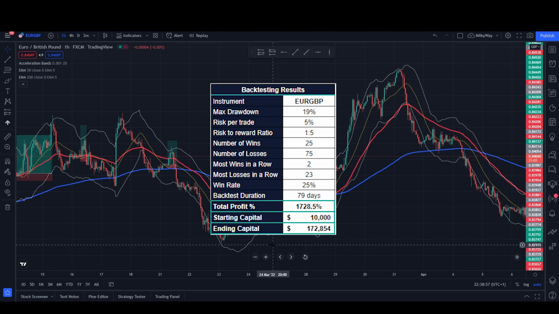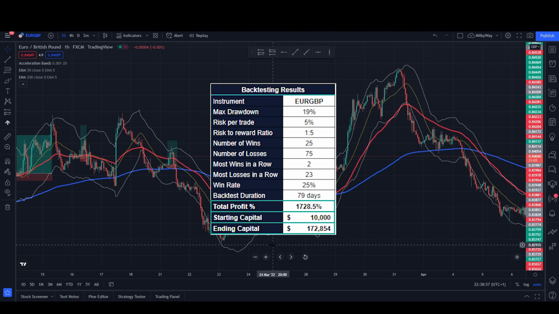So the total profit is pretty insane. It's 1,728.5%. So essentially, if you had started with $10,000, you would have ended with $172,854. So that's pretty amazing.